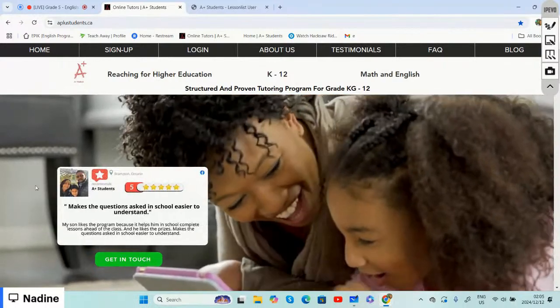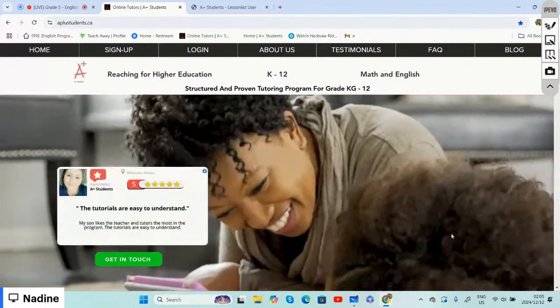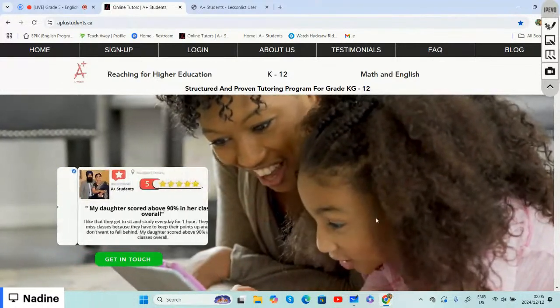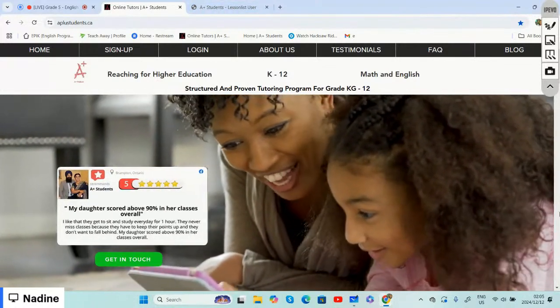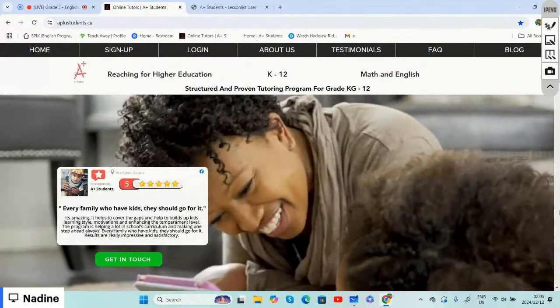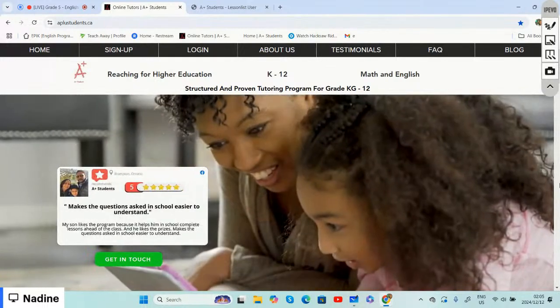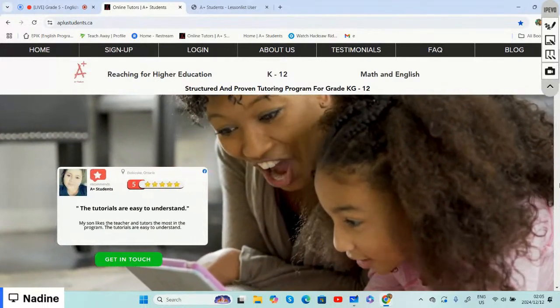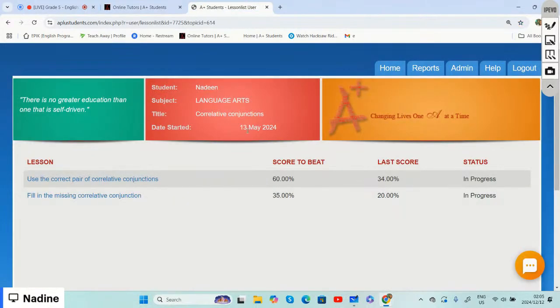All right. So when it comes to correlative conjunctions, we are working from aplusstudents.ca. We're doing the grade 5 English lesson. And the lessons that we are going to be focusing on under the chapter of correlative conjunction are to use the correct pair of correlative conjunctions, and to fill in the missing correlative conjunction.